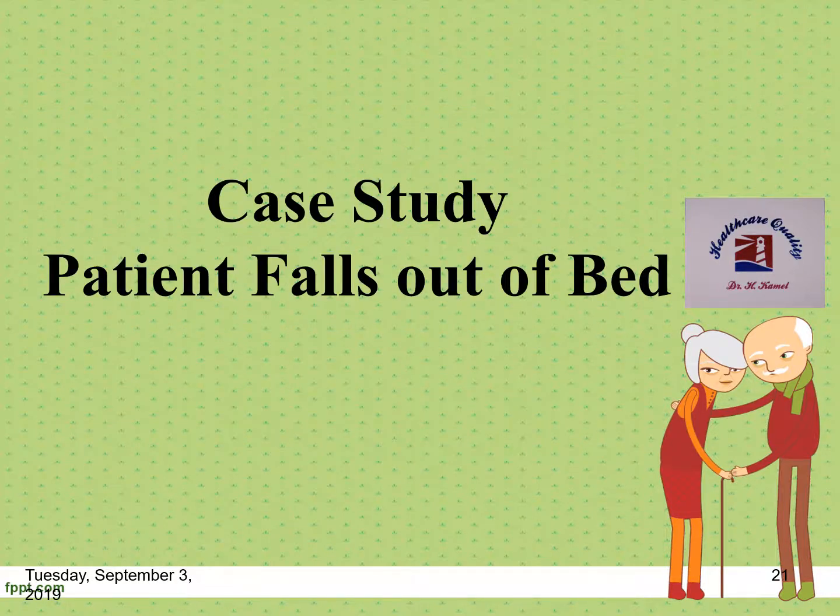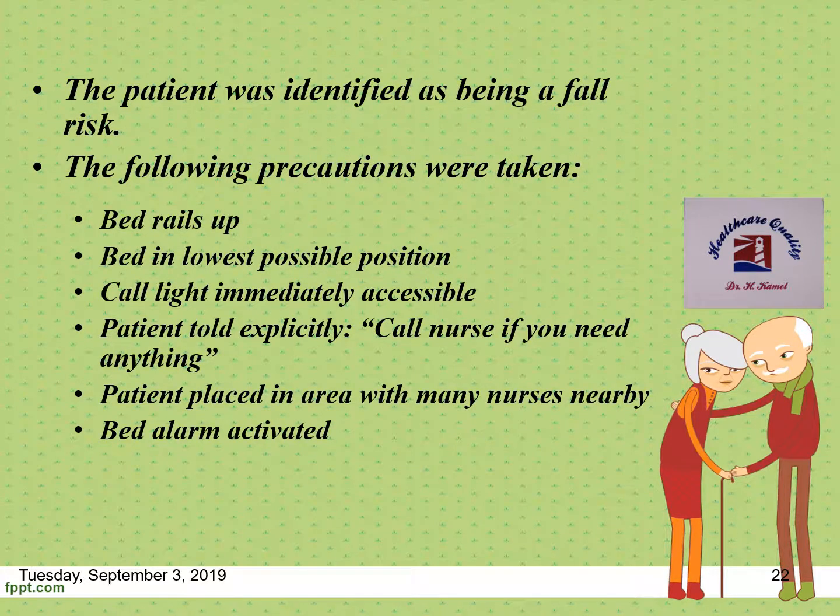A case study. One patient was identified as being a fall risk. The following precautions were taken. Bed rails up. Bed in lowest possible position. Call light immediately accessible. Patient told explicitly, call the nurse if you need anything. Patient placed in an area with many nurses nearby. Bed alarm activated.